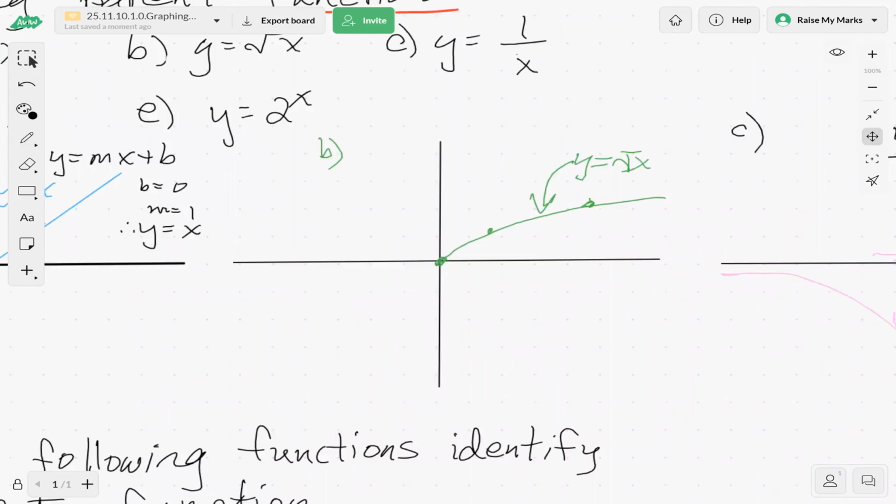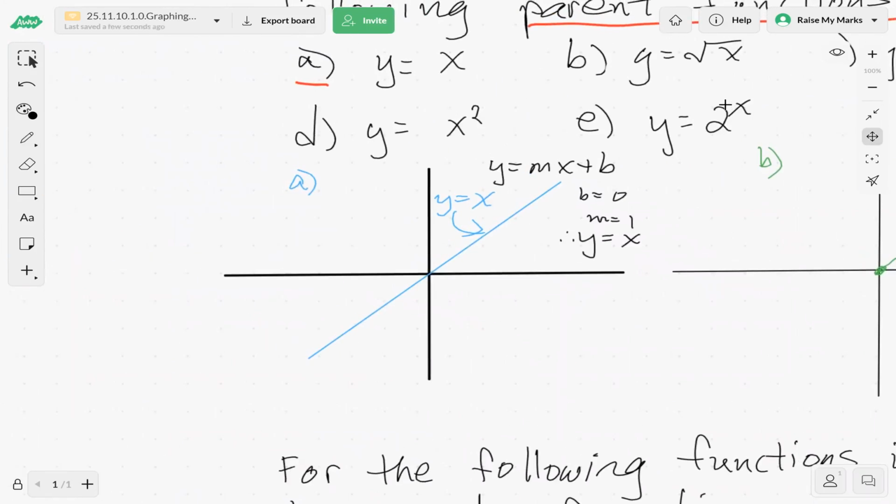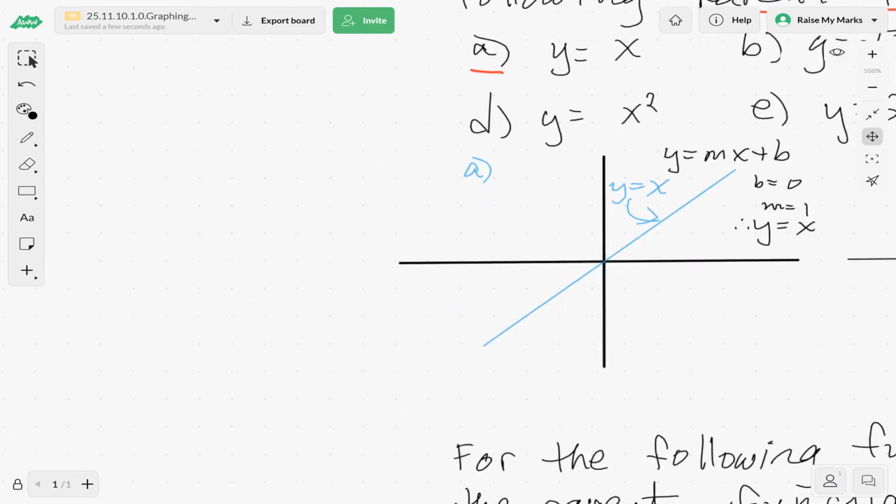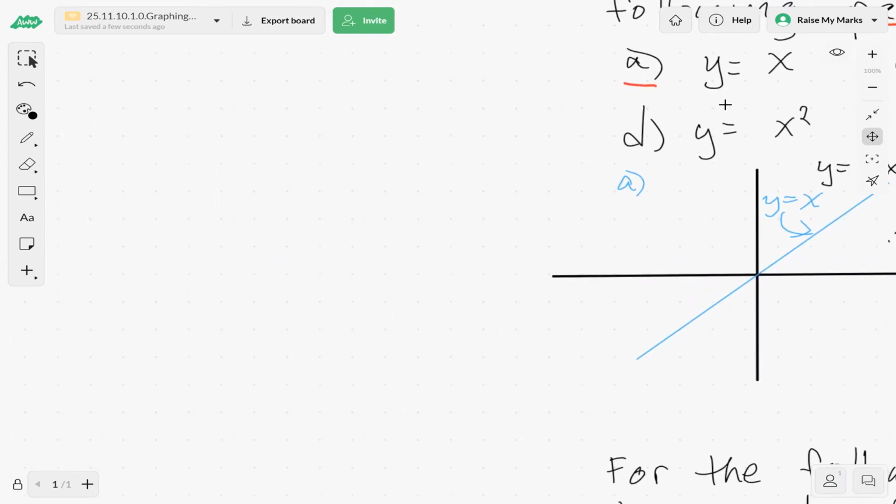Okay, so now let's go over onto this side and look at part D. So y equals x squared. I think everyone knows what this is. This is a quadratic, or parabola. So let's draw our axes and let's draw our parabola. We have axes. So let's pick a color. How about yellow? This is D.